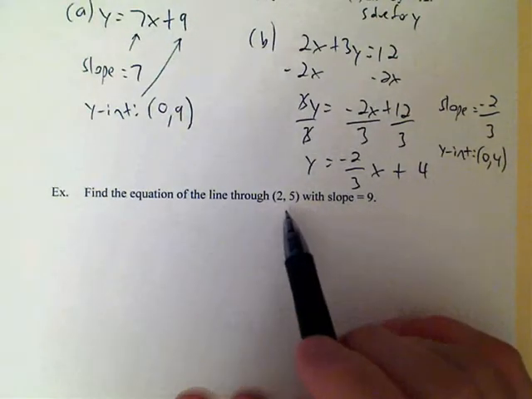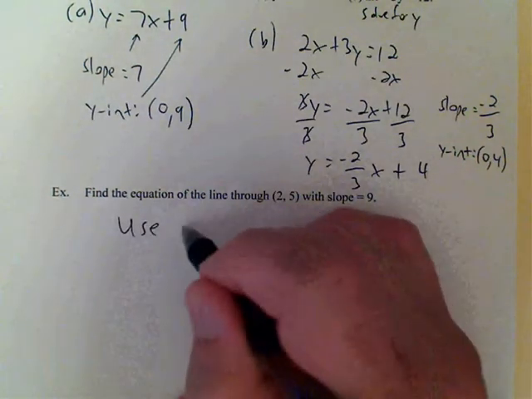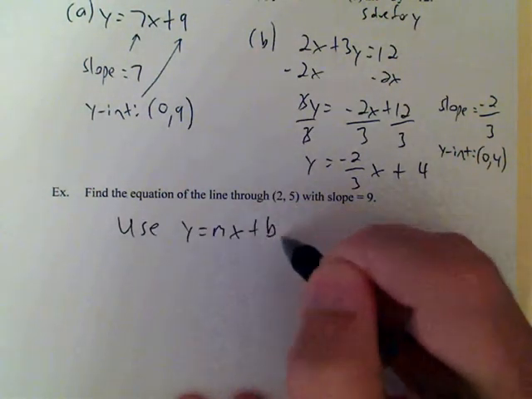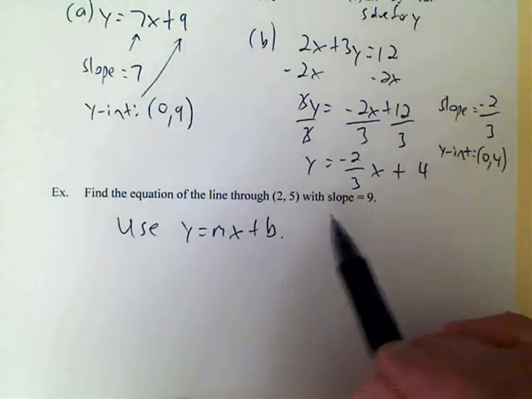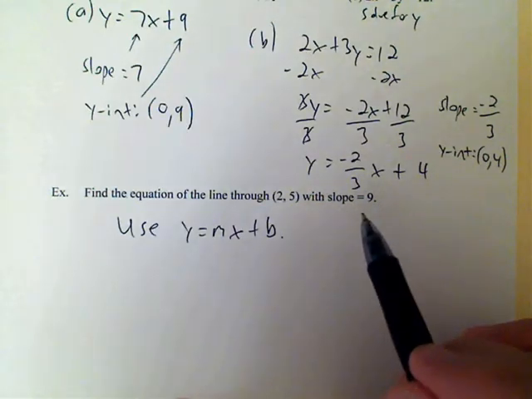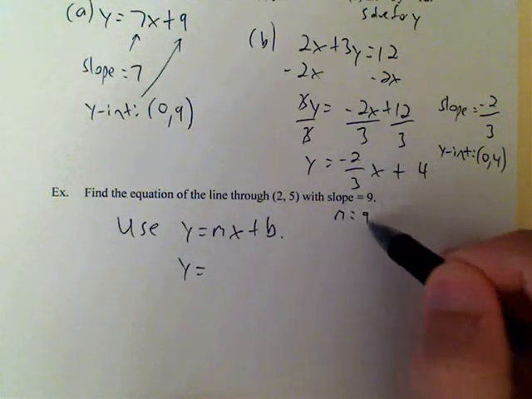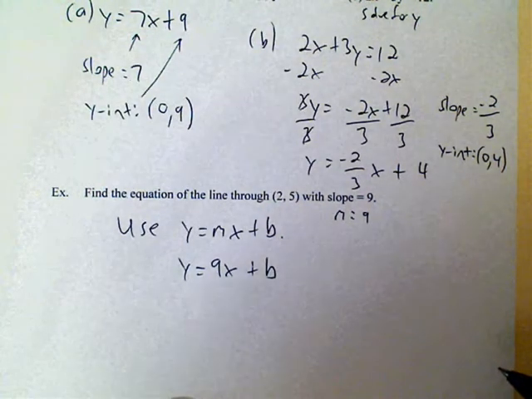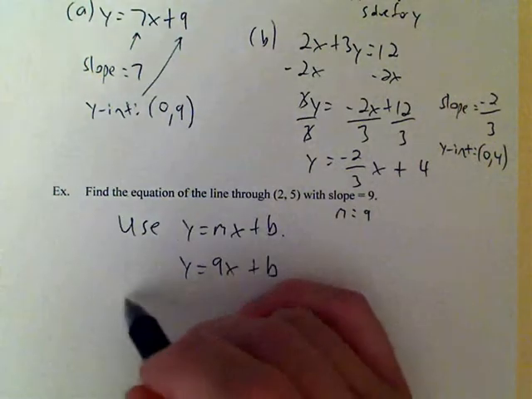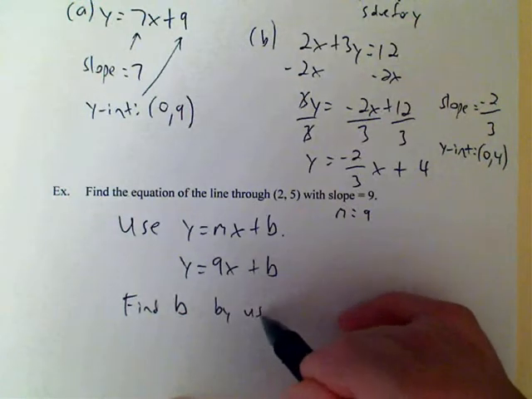Now, on this example, this point is not a y-intercept. So what we're going to do, we're going to use y equals mx plus b. Now, what we're going to do first is we're going to take the information that we know for sure and substitute it into the variable that we know for sure. So we're going to take the m, because slope is always m, and substitute the m with a 9. So now we have that. Now we need to find b. And the way we're going to find b, we're going to use the given point.